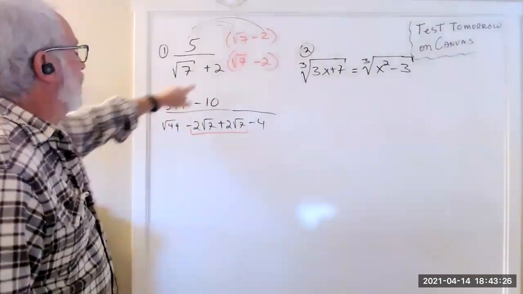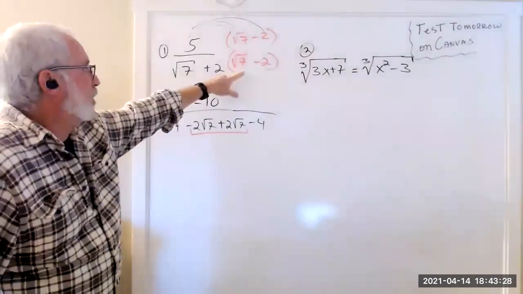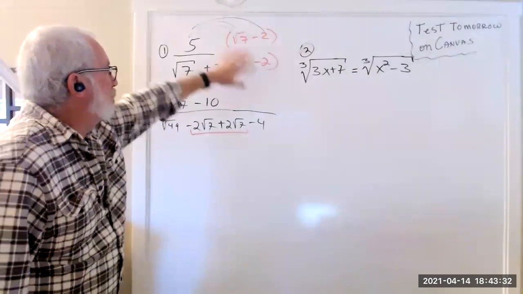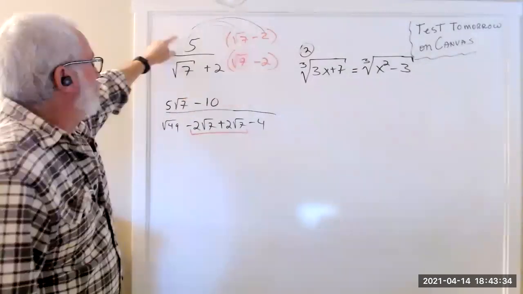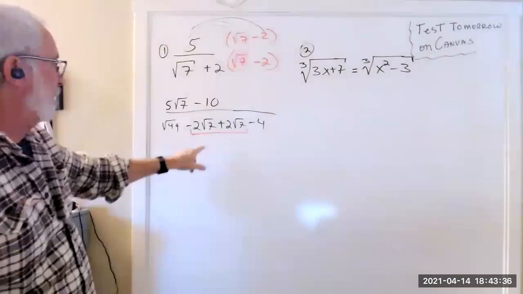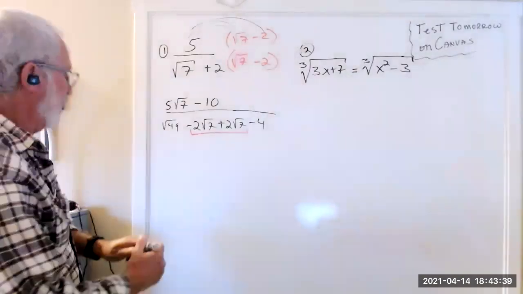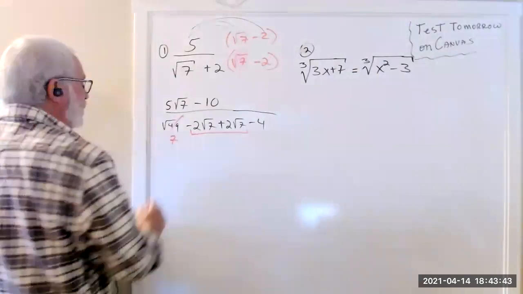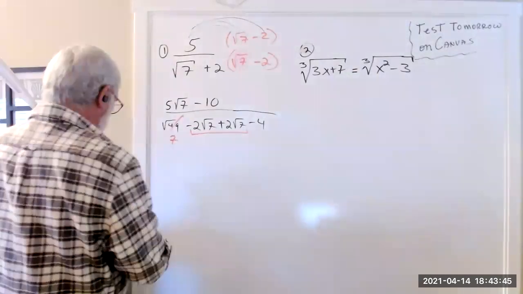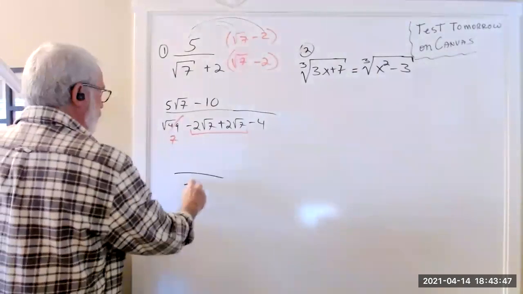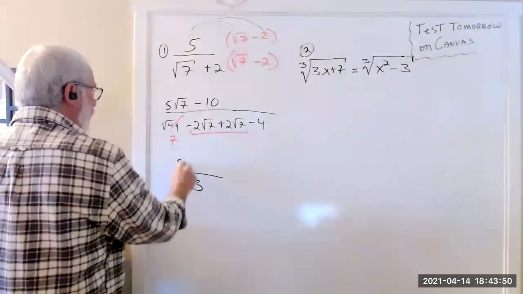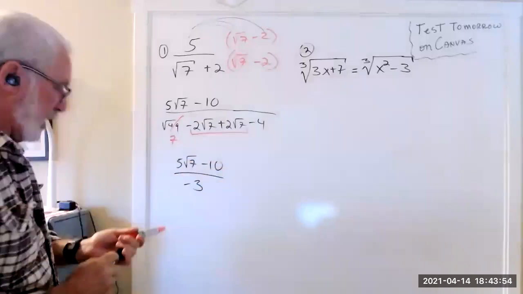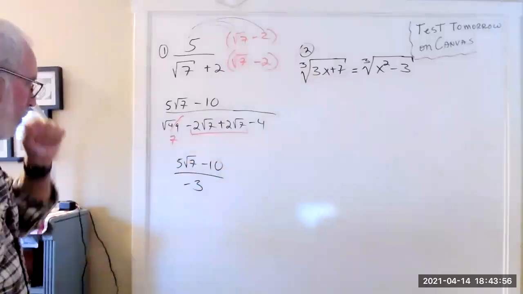So again, the thing in red up here is the conjugate. That was one question. You've got to multiply numerator and denominator by the conjugate. Middle terms drop out real quick. Square root of 49 is 7. 7 take away 4 is -3. So your final answer is this: 5 radical 7 minus 10 over -3. Okay. Are we okay?